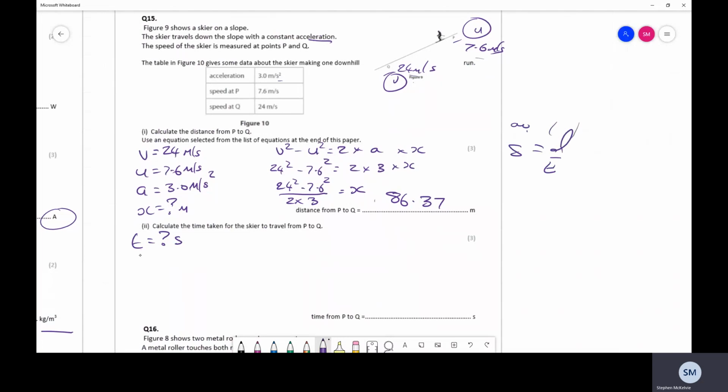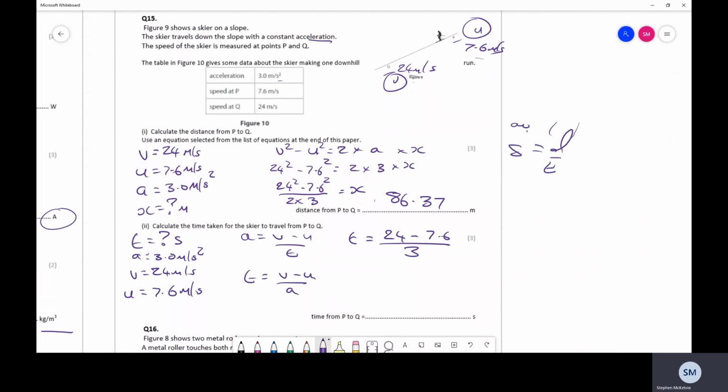However, what we can use is the fact that we know the acceleration is 3.0 meters per second squared. At the end, velocity was 24 meters per second. At the start, velocity was 7.6 meters per second as well. Acceleration is v minus u divided by t. I'm going to rearrange this equation. I'm going to multiply across by t and divide across by a simultaneously, which just looks like they're swapping sides, but that's okay because it's what they're doing. T is equal to the end velocity of 24, take away the start velocity of 7.6, divided by the acceleration, which is 3.